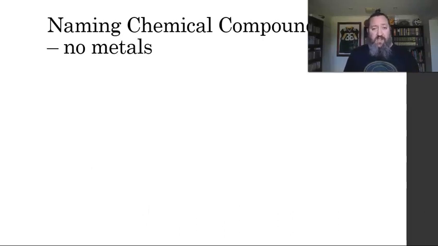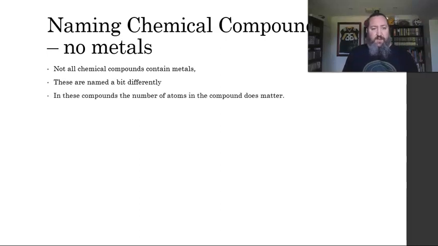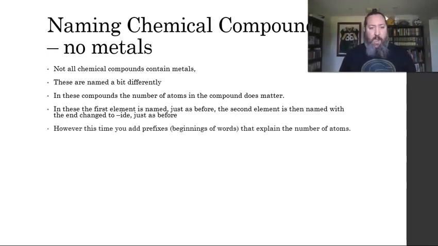If there's no metal, we use a slightly different way. These are called covalent compounds, something that we'll come back to later. But we name these a bit differently. In our metal compounds, which are ionic compounds, the number of atoms didn't matter. If there's no metal, the number of atoms does. So we name them pretty similarly. Whatever's written first just gets the name, and the second one gets changed to ide, just like we did before. But this time we actually put a little bit at the beginning to tell us how many things there are.